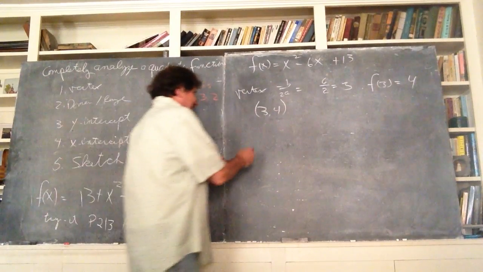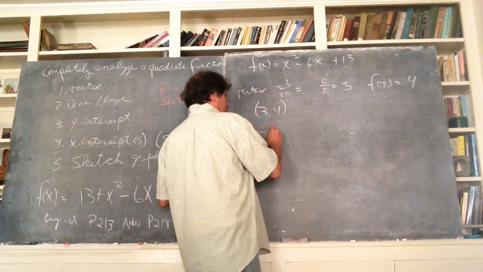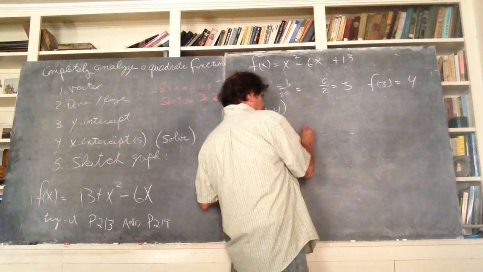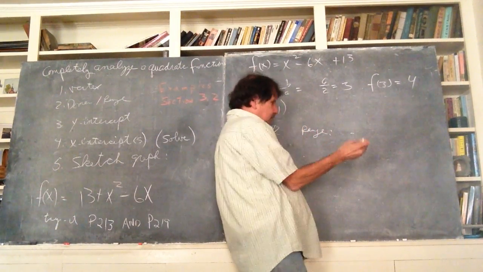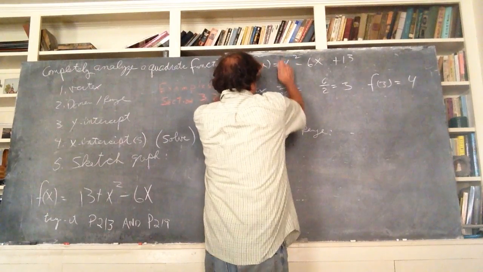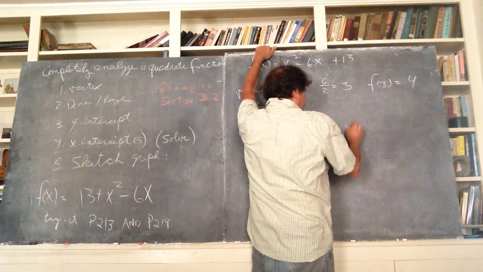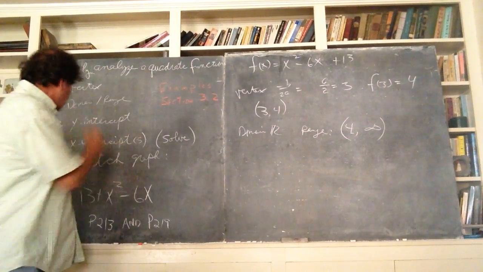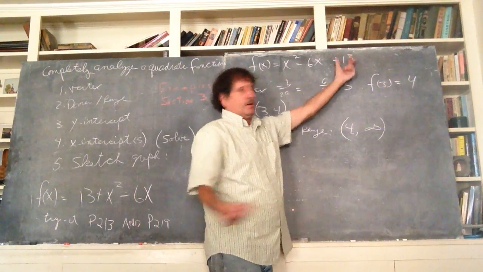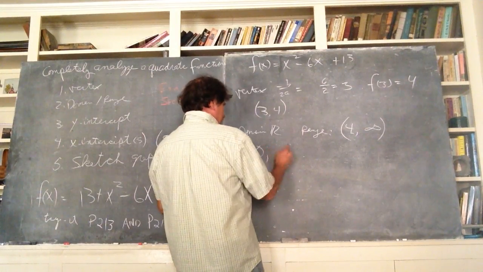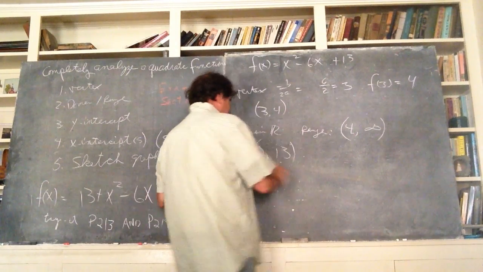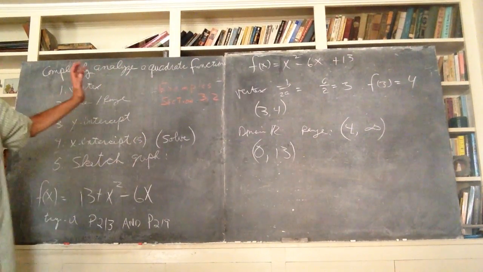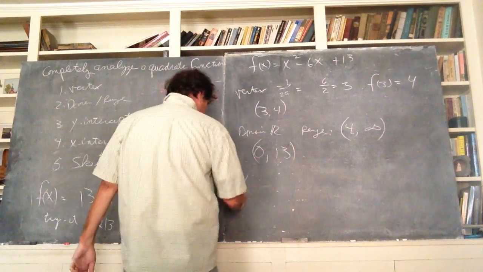Okay, the domain, I just said this, is all reals. That's redundant. It's all reals for every polynomial function. The range: it opens up because that's a positive 1, so it's from 4 to infinity. Domain, range, the y-intercept, right there it is. It's the point where x is 0 and y is 13. If it's in general form, it just kicks out. That's the y-intercept. We can start plotting the points right now, by the way, but no, let's keep going.